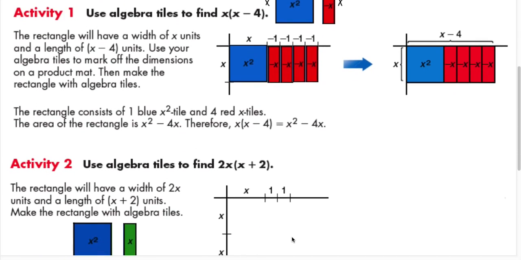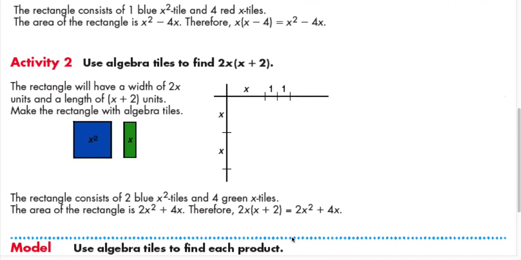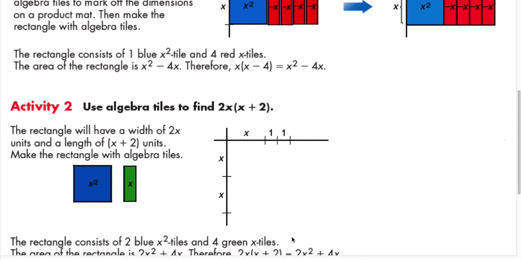Let's take a look at activity number 2. Use algebra tiles to find 2x times x plus 2. Again, in this case, that'll be x, and that'll be x, and that'll be 1, and that'll be x. Those are the dimensions of the x tile. These are the dimensions of the x squared tile.